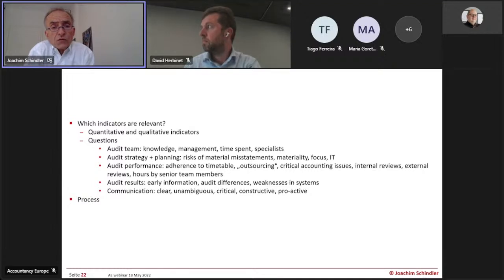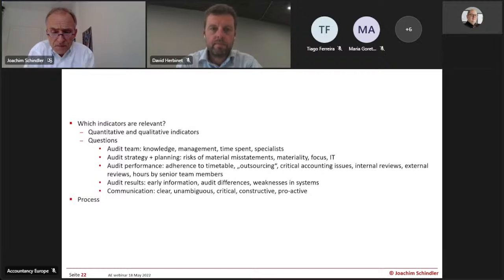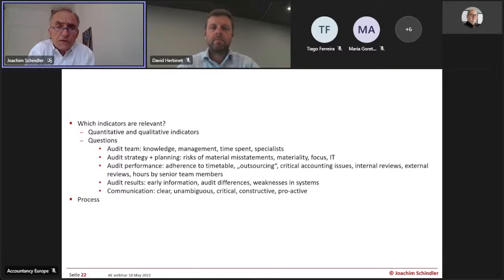The questionnaire I use includes questions for management and questions for the audit committee, so that the views of the management are also taken into account. And from that overall feedback, the summary is prepared, and this is what the CFO and I, as the chairman of the audit committee, discuss with the auditors and then present to the audit committee in the next meeting.